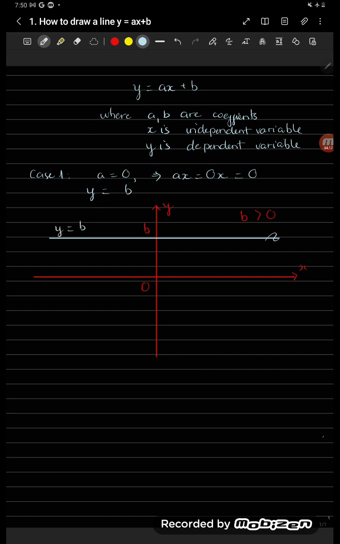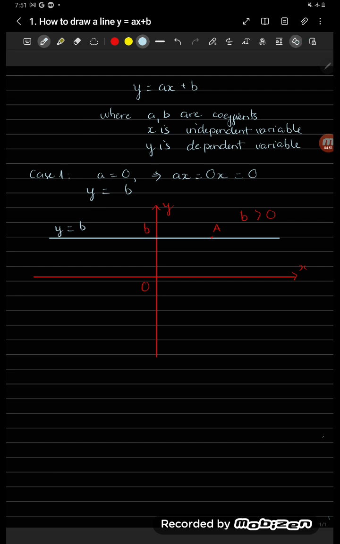So you can see on this line, if I take any point, let's say a point A on this line, then it will have some x coordinate, right? But the coordinate y is always b. So any point on this line always has a coordinate y equal to b. And this is the case where b is positive.